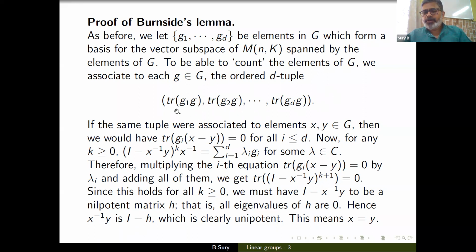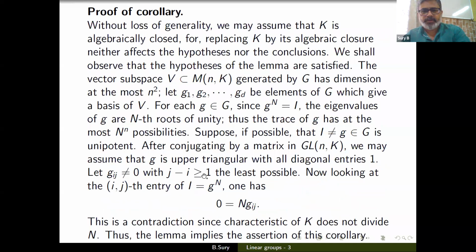Each of them has how many possibilities? r possibilities. That's what you assumed in the lemma, small r possibilities. And so that means your group G can have at the most r to the power d elements. And you know, d is just the dimension of a basis of a vector subspace of M_n(K), so d is at the most n squared. So that means r to the power n squared is what you get. That is what we have set out.